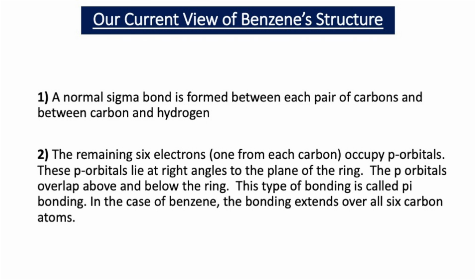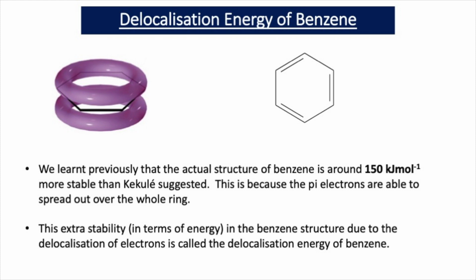And when benzene is able to spread out its electrons via this pi bonding, it means that benzene is able to become more stable. And this extra stability caused by delocalization is why benzene is more stable than Kekulé suggested. Now, we learned previously, when looking at the flaws in the Kekulé model, that the actual structure of benzene is around about 150 kilojoules per mole more stable than Kekulé suggested. Now, this is because these pi electrons are able to spread out over the whole ring. And this extra stability in the benzene structure due to this delocalization is called the delocalization energy of benzene. This extra energy, 150 kilojoules extra stability, is called the delocalization energy of benzene.